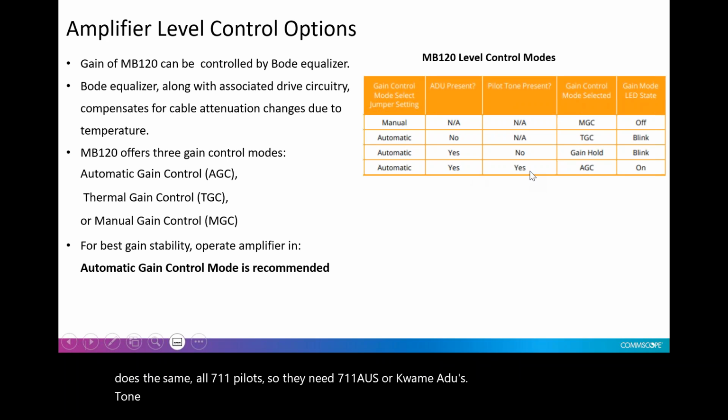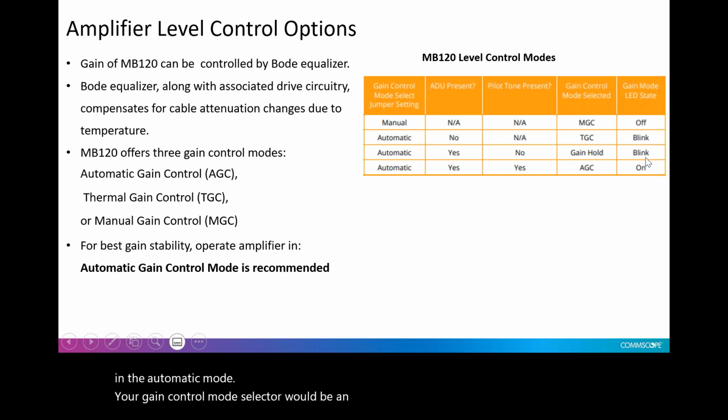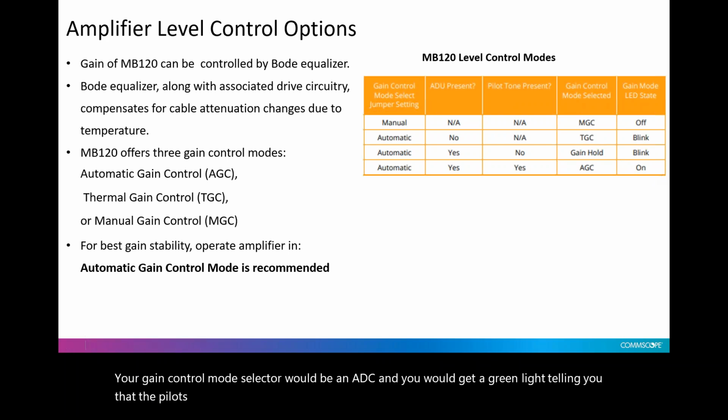Tone has to be available to make sure the amplifier can actually control itself over temperature in the automatic mode. Your gain control mode selector would be an ADC, and you would get a green light telling you that the pilot's there and everything's working fine.